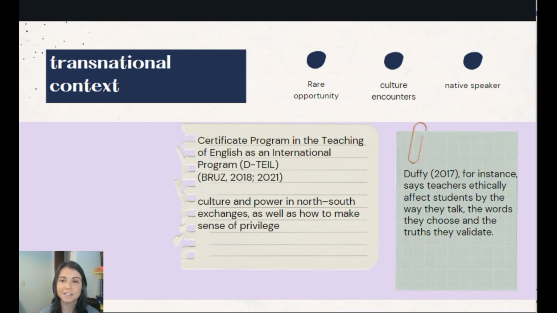So in that context, they were native speakers who read and studied about how the native speaker should not be the center of every English classroom. So they were trying to be careful the way they approached the Cuban students. So we brought this transnational context here as an example.